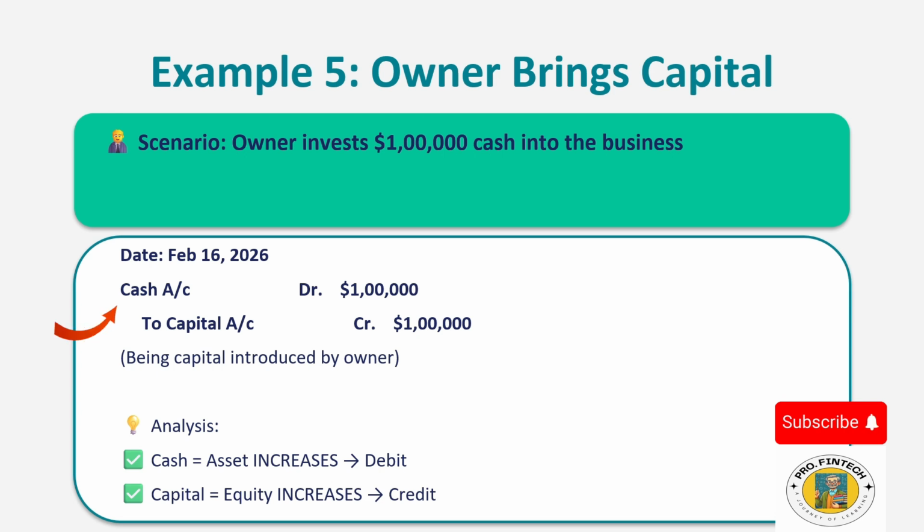The entry: cash account debit $100,000, to capital account $100,000. Being capital introduced by owner. This entry shows the owner's investment in the business. The business now has $100,000 in cash asset and it owes that to the owner in the form of equity capital. This is how a business gets started.